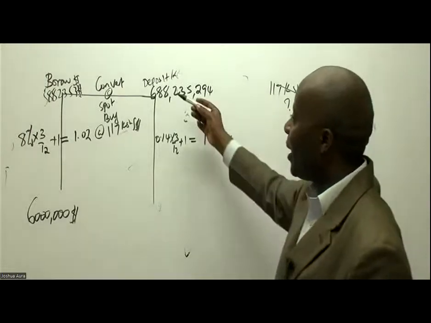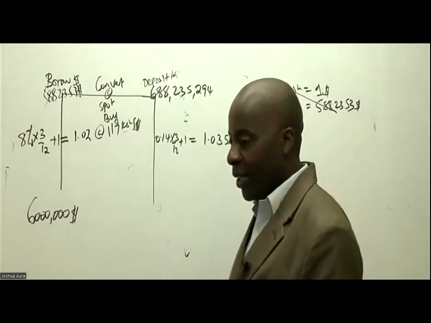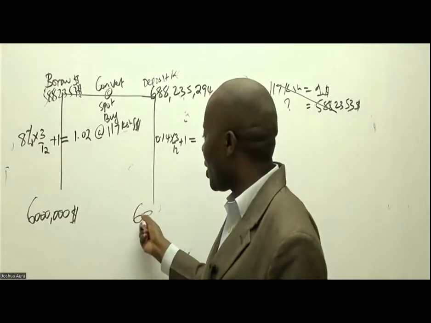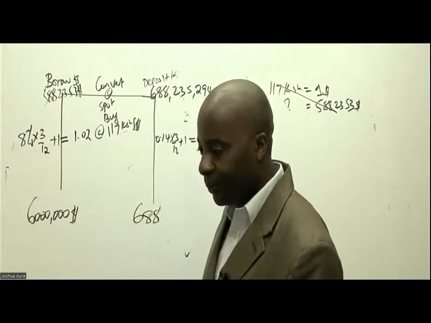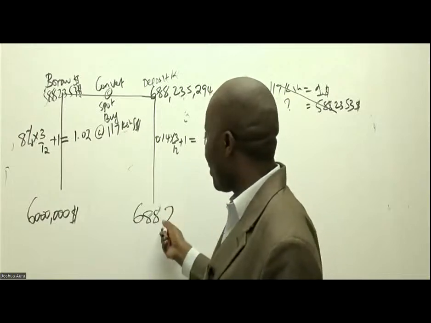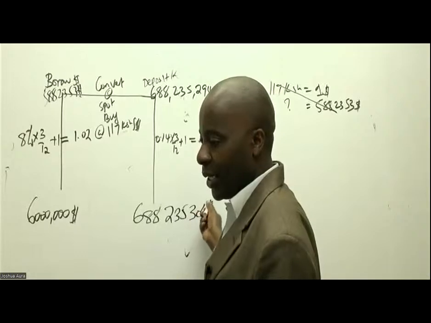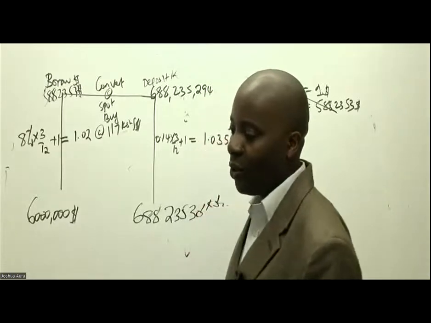So in this case here down, what do we do? We multiply. So multiplying is giving us 688,235,301 Kenya shillings, like that. Thank you.